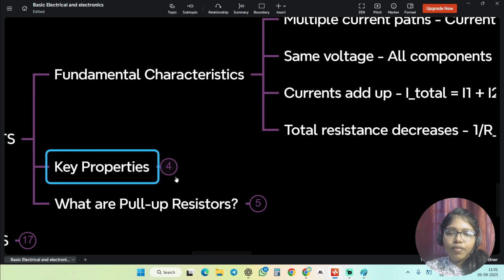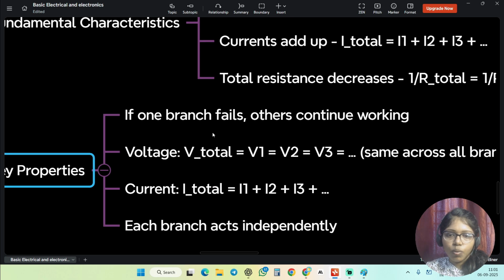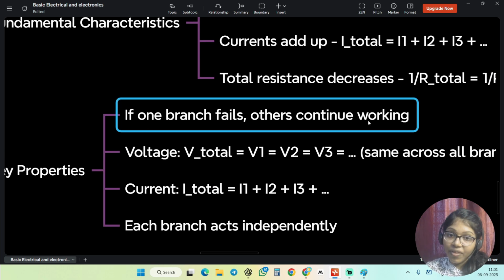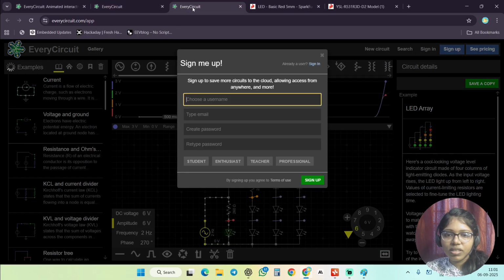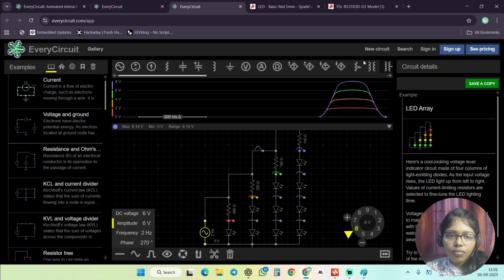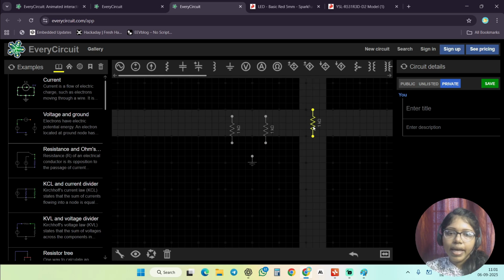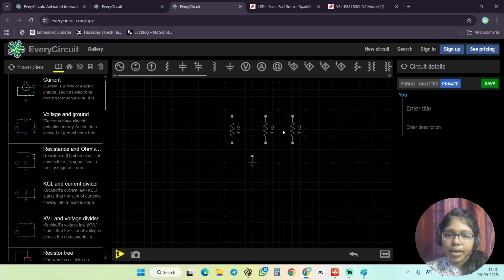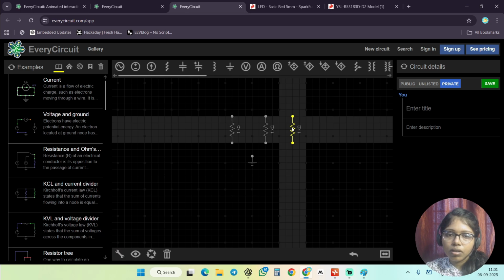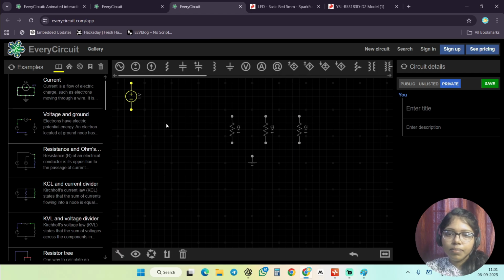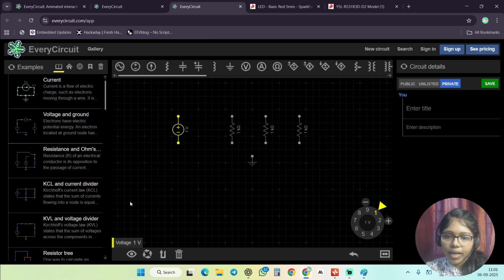Now we will see the key properties and how it actually works. If one branch fails, the others still continue working. For example, we'll go with this circuit. I'm creating a new circuit, taking three resistors and connecting them in parallel. I'm going to give some voltage, for example, 12 volt.